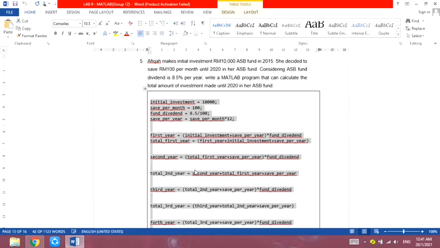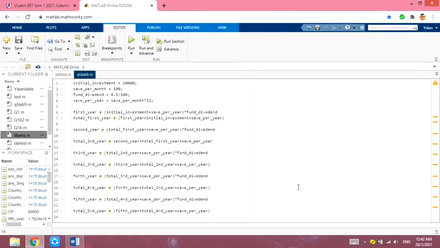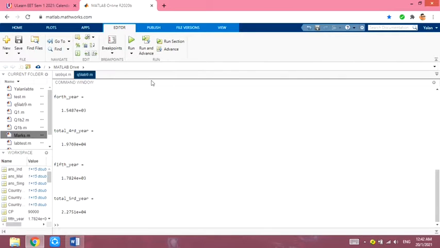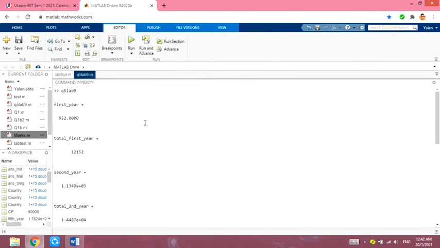Question 5, they ask us to calculate the amount of investment made until 2020 in an ASB fund. This is the code for question number 5, and I run it, and this is the result for question number 5.